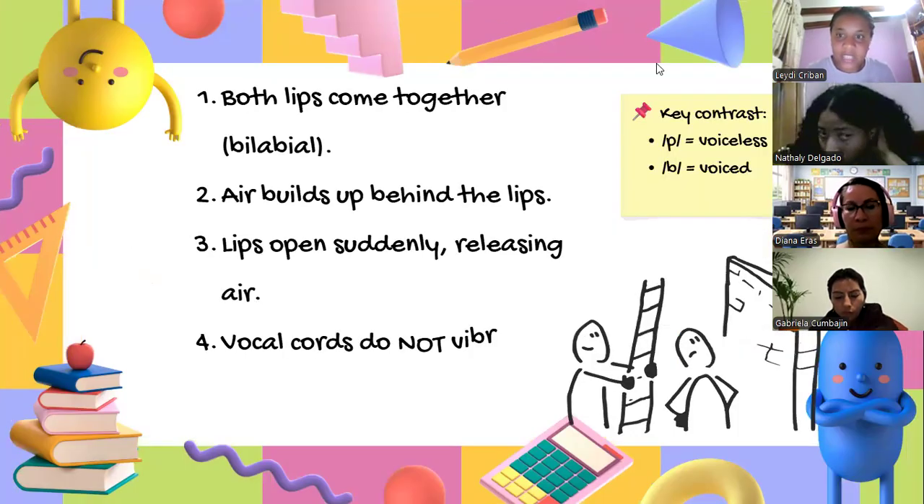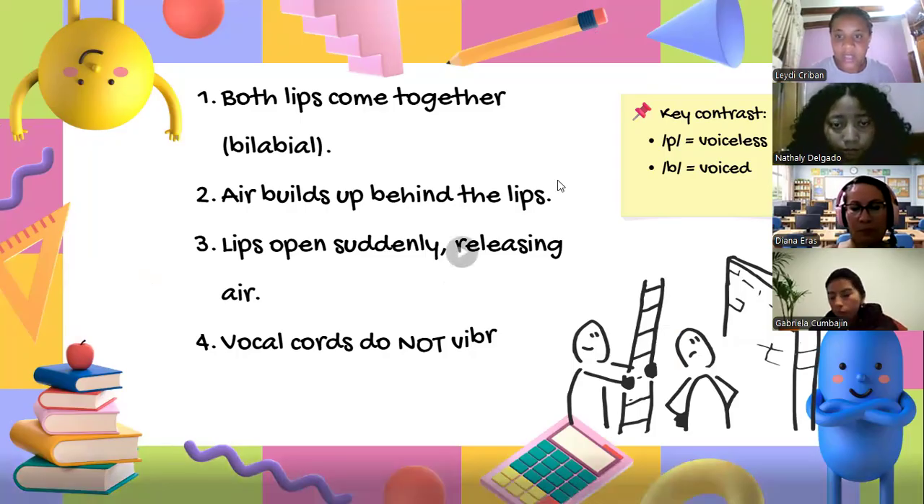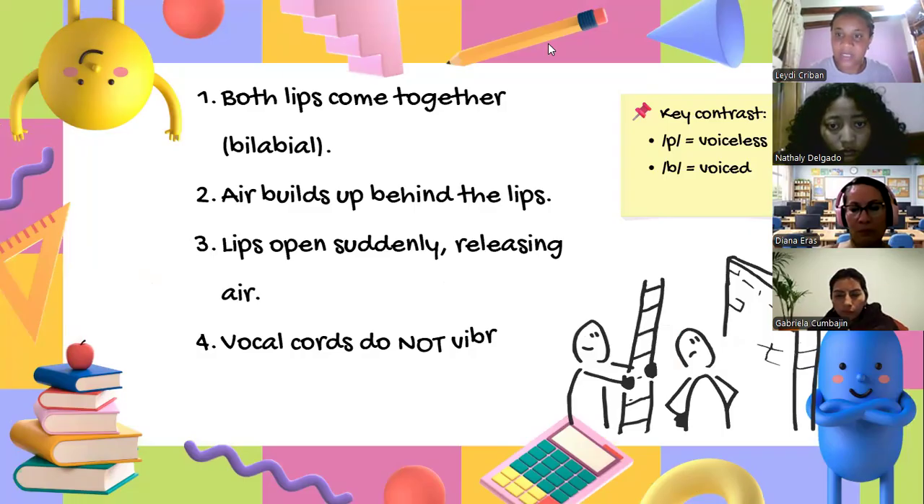To produce this sound, we need to keep both lips together. The air builds up behind the lips, and suddenly the lips open and release the air. In this case, the vocal cords do not vibrate. The key contrast of the P sound is V, which is voiced.